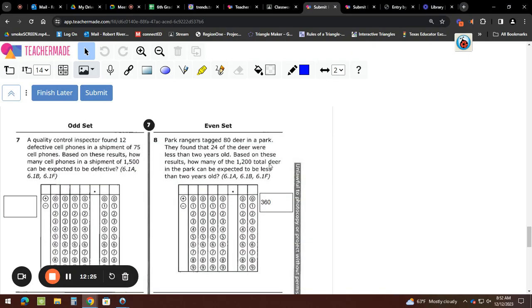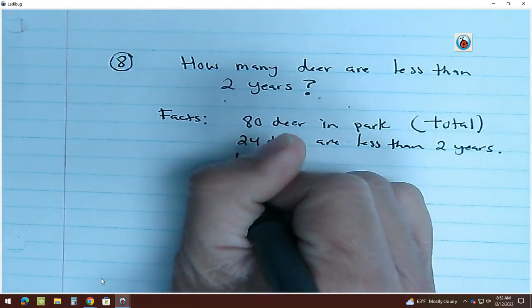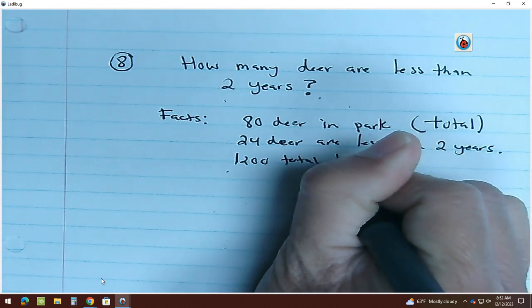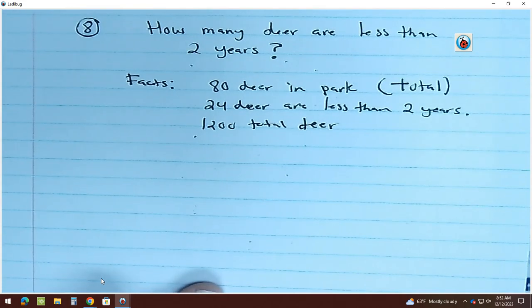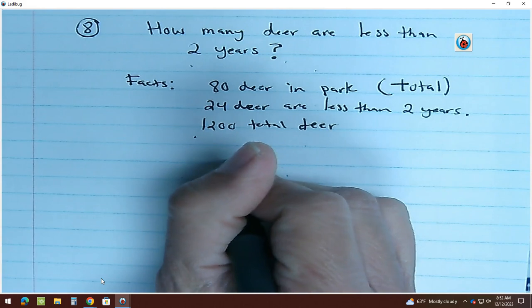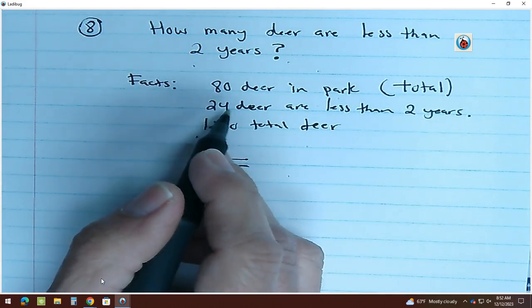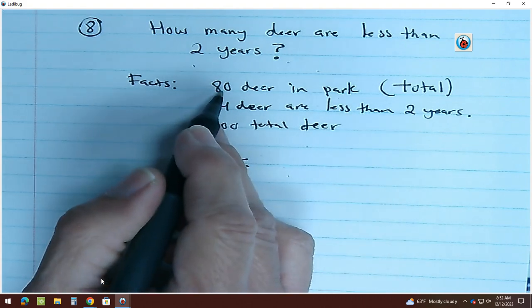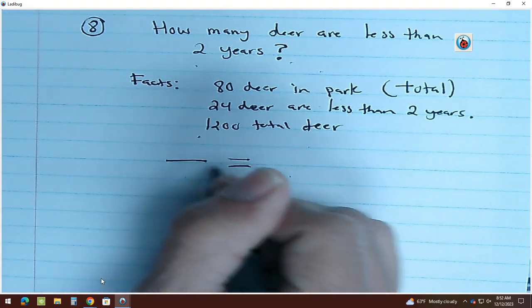1,200 total deer. Oh, so this is going to be now, instead of 80, now they're going to change it to 1,200 total deer. Okay? Now, this is a proportion because they're telling you for every 80 deer, 24 of them are babies. They're less than 2 years old. For every 80 deer, 24 are less than 2. So I'm going to do a proportion.